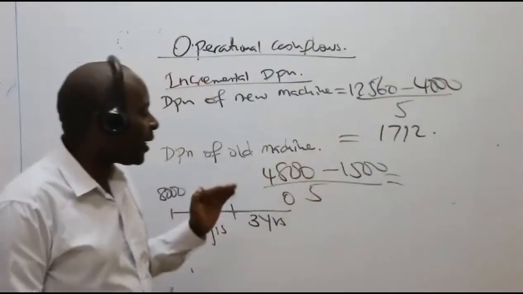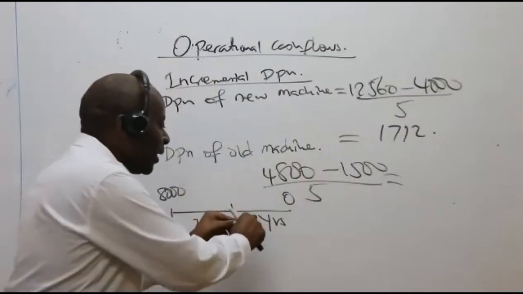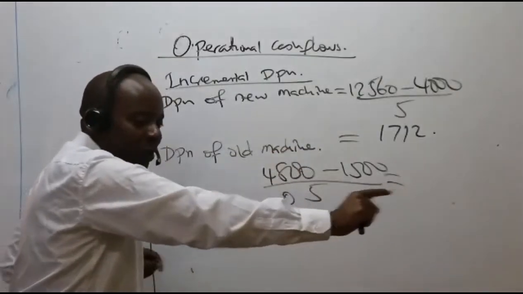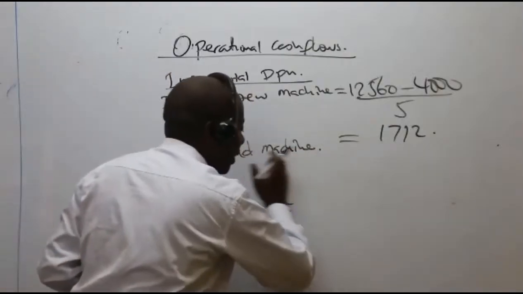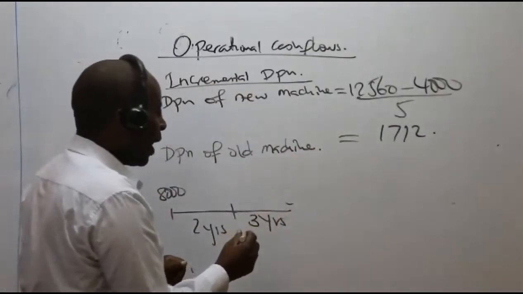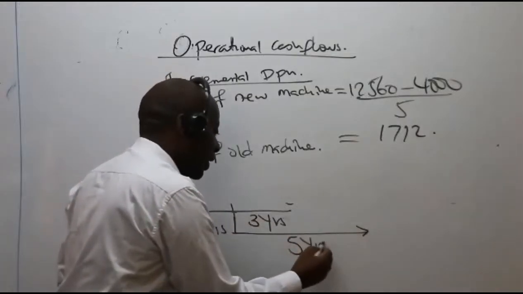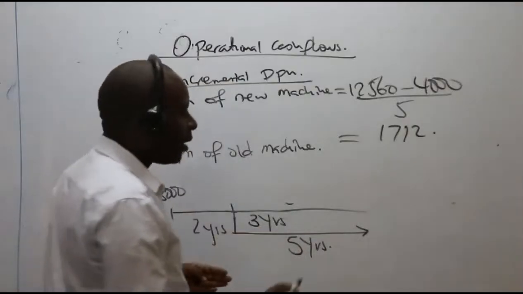Because in this case the old machine's period is 3 years instead of 5 years, we have to get a way of elongating it. We have to revalue it. So in terms of revaluing it, ladies and gentlemen, this is what we came up with. Number one, we have to find an estimated 5 more years.